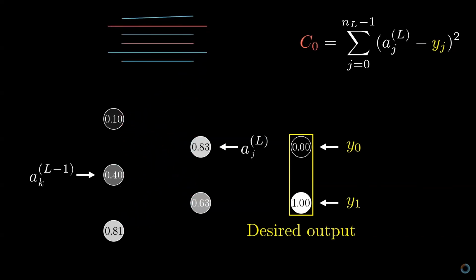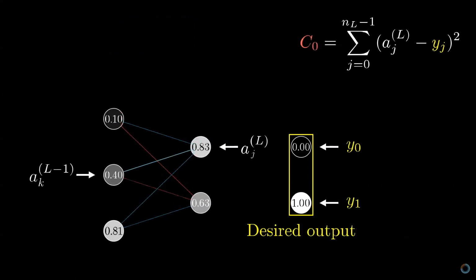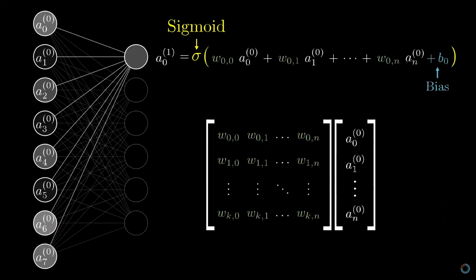Since there's a lot more weights, each one has to have a couple more indices to keep track of where it is. So let's call the weight of the edge connecting this kth neuron to the jth neuron WLJK. Those indices might feel a little backwards at first, but it lines up with how you'd index the weight matrix that I talked about in the part 1 video.